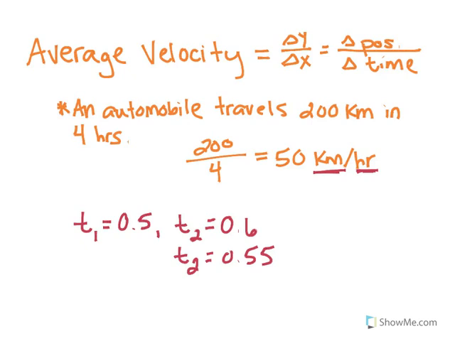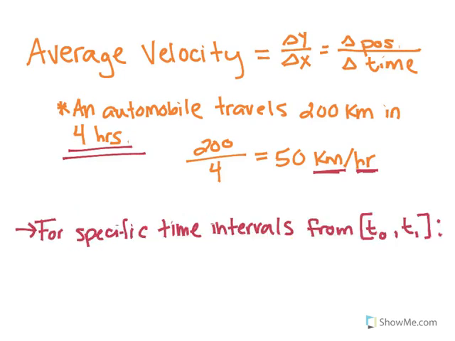So the problem that we just looked at is over 4 hours. That's an incredibly long period of time. Whereas this example is over a very, very small piece of time. And that's where the difference between average velocity and instantaneous velocity takes place. So what we're going to do is change the average velocity formula just slightly for a specific time interval.